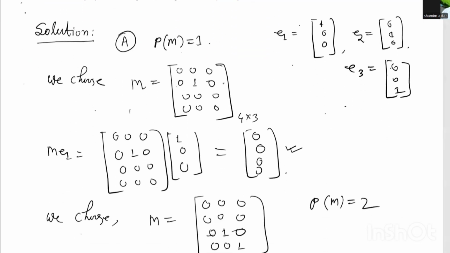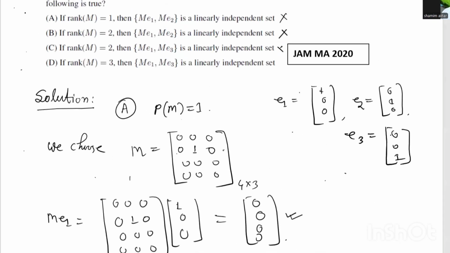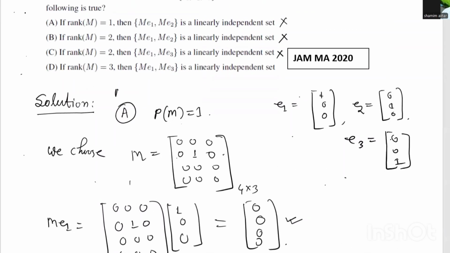Similarly, choosing the same matrix for option C, option C is also false. Now option D, so the answer of the question is D. Now the proof.